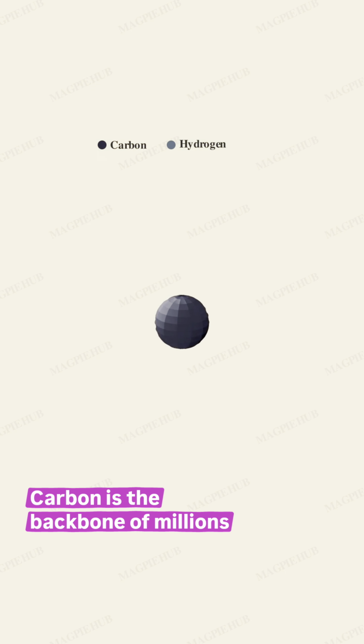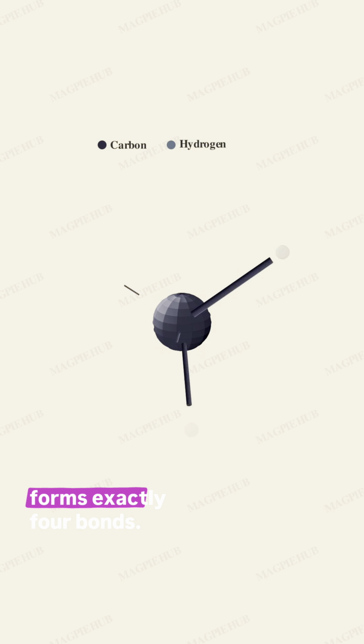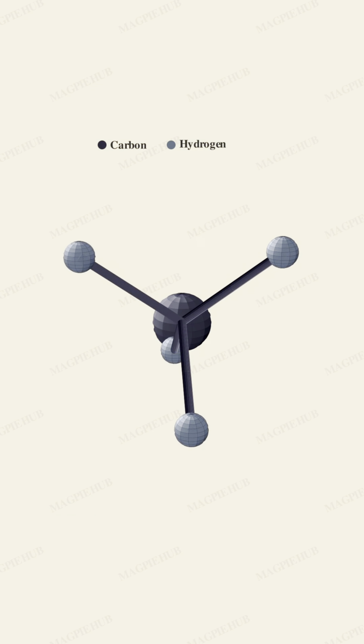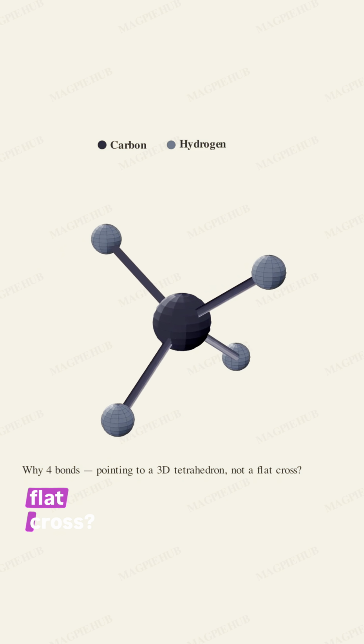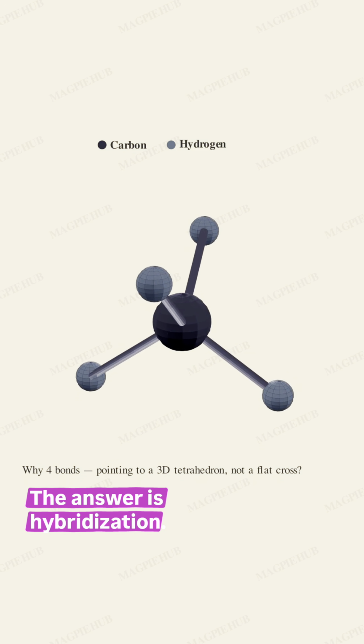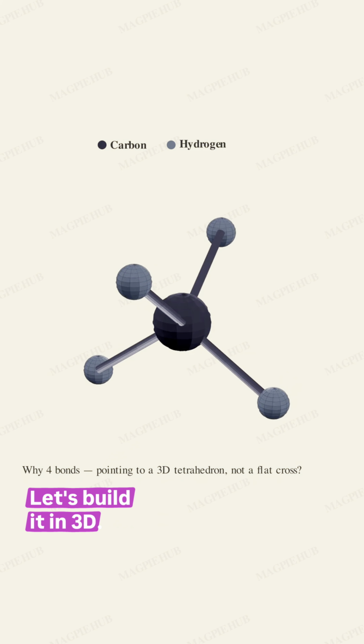Carbon is the backbone of millions of compounds, and it almost always forms exactly 4 bonds. But why 4? And why does a methane molecule point those 4 bonds into the corners of a tetrahedron instead of a flat cross? The answer is hybridization. Let's build it in 3D.